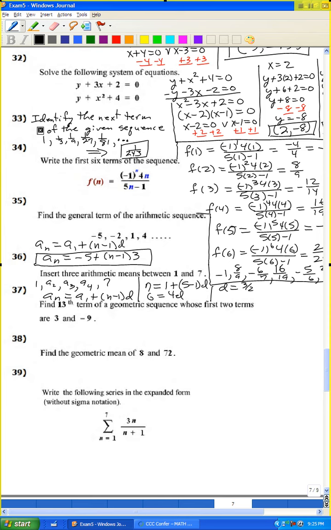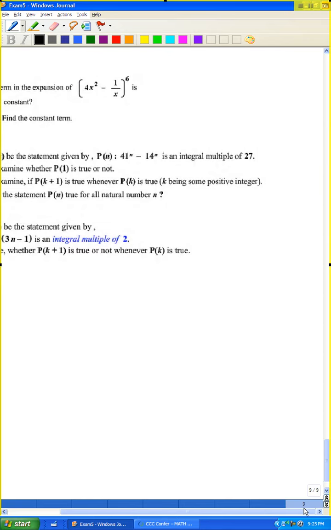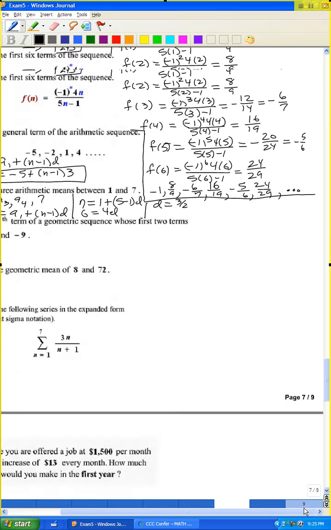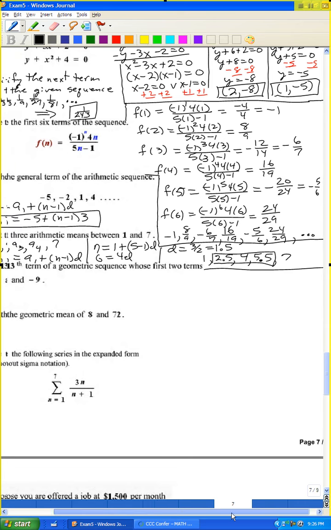So I can write my terms. People liked it before when I did decimals, so I'll do it as decimals. And so the sequence is 1, 2.5, 4, 5.5, 7. So the 3 arithmetic means are 2.5, 4, and 5.5. Okay.